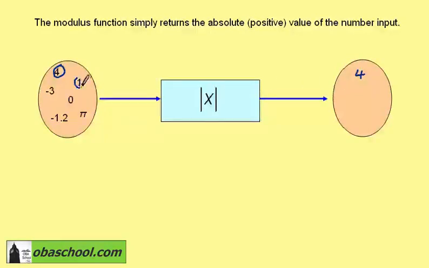If we put 1 in a similar fashion, 1 is a positive number, so the return from the function is 1. But if we put -3 into the function, we need to return the absolute or positive value. So -3 becomes 3. 0 will just remain as 0.